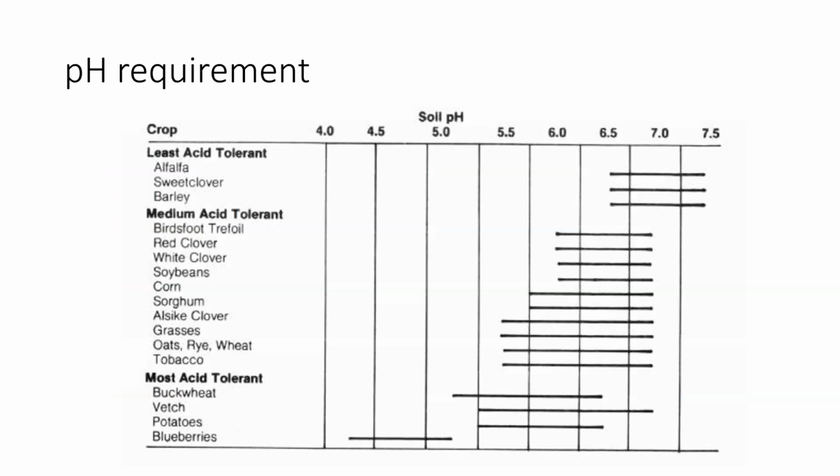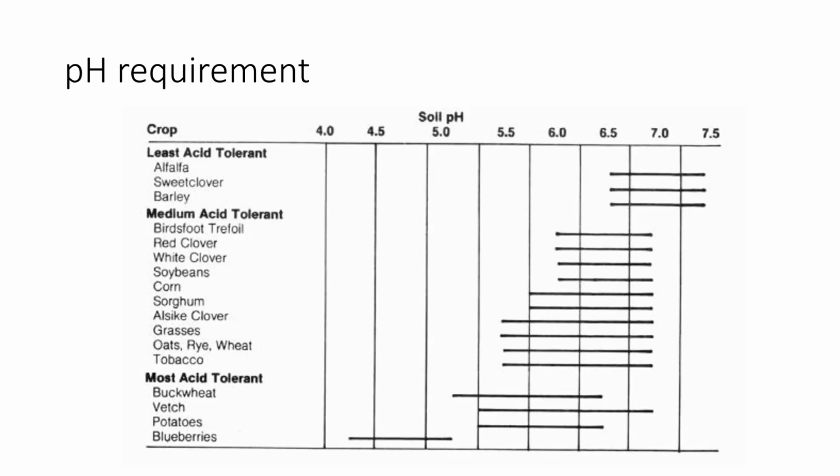When we look at pH requirements, you look at where we need the pH of the soil to be in order to get these things growing. The least acid tolerant things are alfalfa, sweet clover, and barley. They like the pH up there around 7, at neutral. You've got medium acid tolerant plants, which include things like corn and soybeans, or sorghum. The grasses tend to be a little bit more tolerant still, including oats, wheats, and rye.